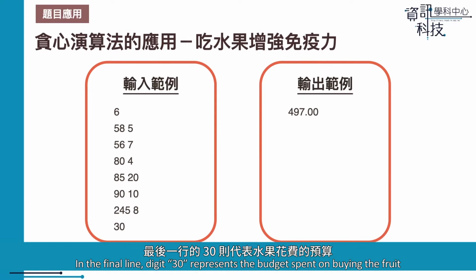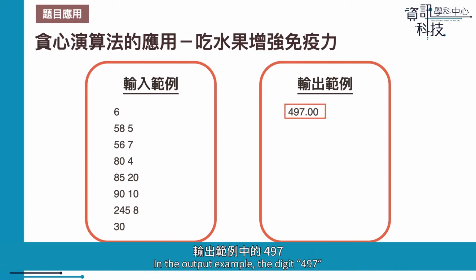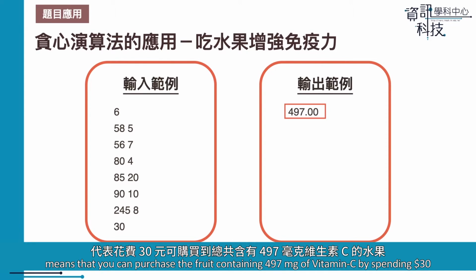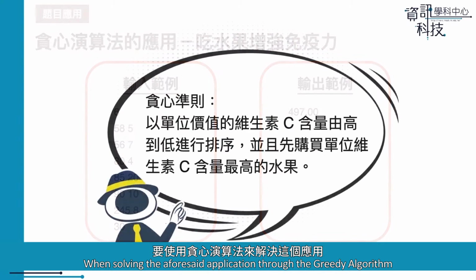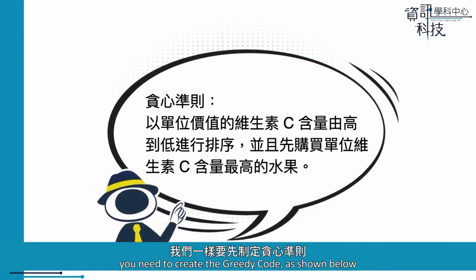In the final line, the digit 30 represents the budget spent on buying the fruit. In the output example, the digit 497 means that you can purchase fruit containing 497 milligrams of vitamin C by spending $30.